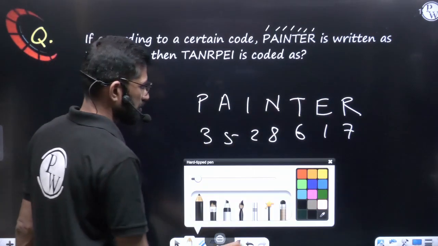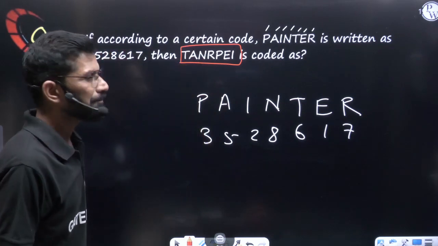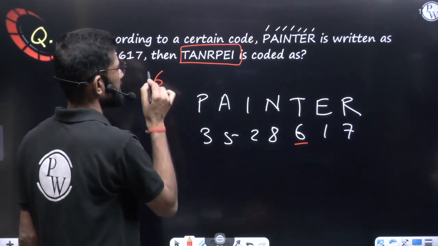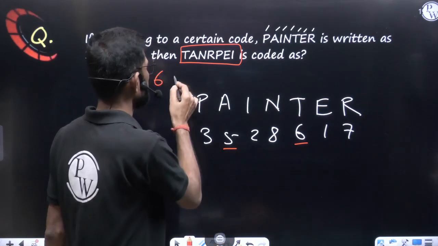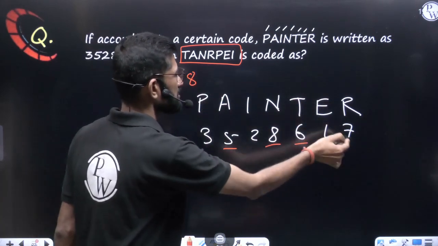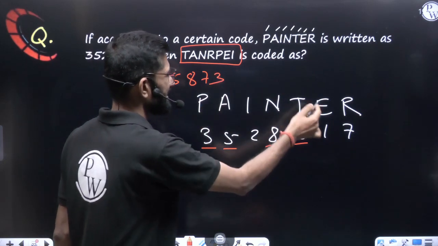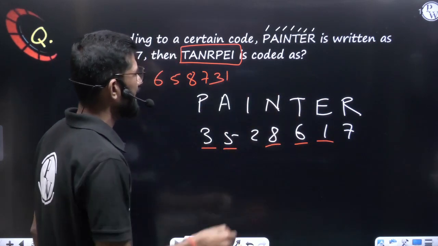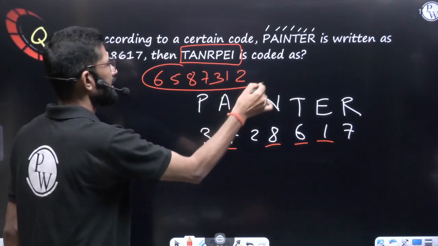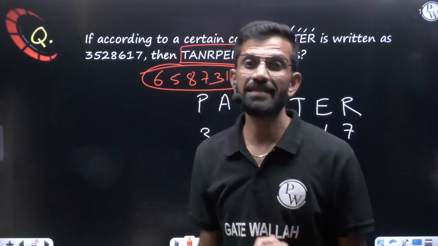Now what is their question? They are asking you TANRPEI. For T, what is the code here? 6. So for T it is 6. A, what is the code here? 5. So 5. N, what is the code here? 8. R, what they are substituting? 7. So 7. P, what they are substituting? 3. So E, what they are substituting? 1. And I, what they are substituting as 2. So for this word, the code will be 6587312.